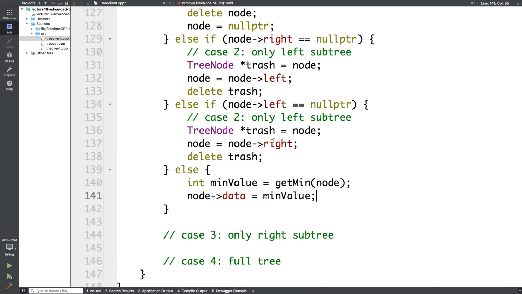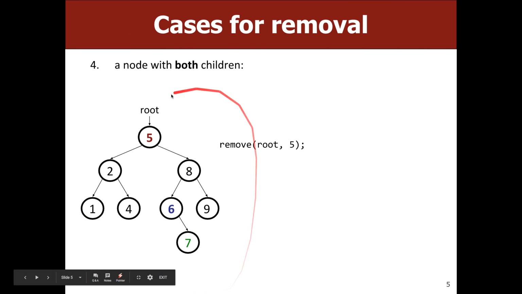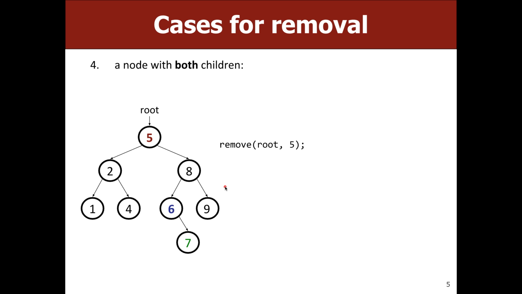Right. So what do we want here instead of get min of node? Right. Yep. Get min of node right. So that this way you're now getting the minimum of this subtree instead of the minimum of the whole tree. Okay. That's great. We now have a 6 here. What else do we need to do? There's another 6 down here still, right? So what do we need to do with that node 6?